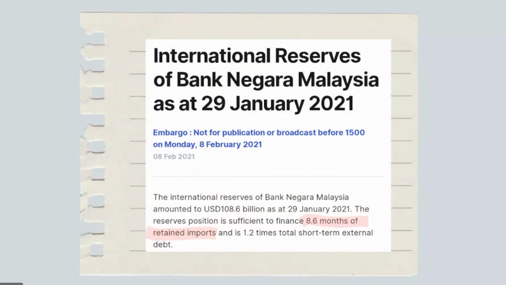According to the statement by Bank Negara Malaysia, this percentage is equal to 8.6 months of retained import, which happened on 29 January 2021. In order to achieve a higher percentage, the duration of retained import should be shortened so that the export rate will increase as well, which will lead to an increment of the percentage too. Then we will proceed with the next presenter, Shazwan.